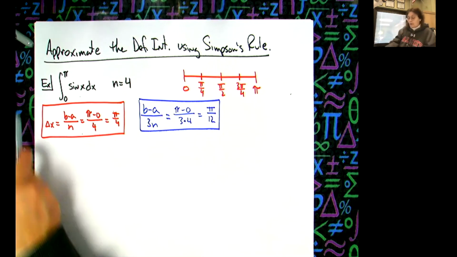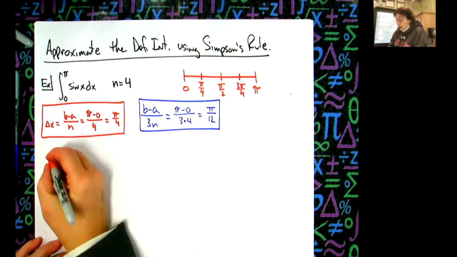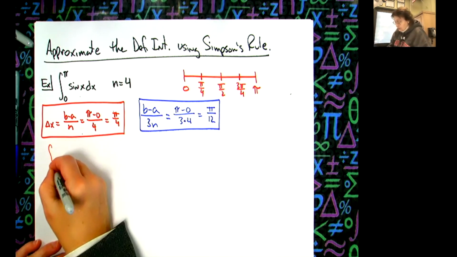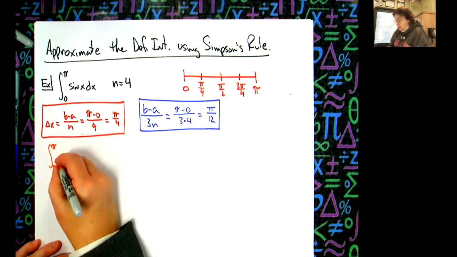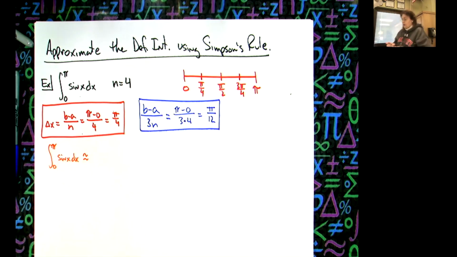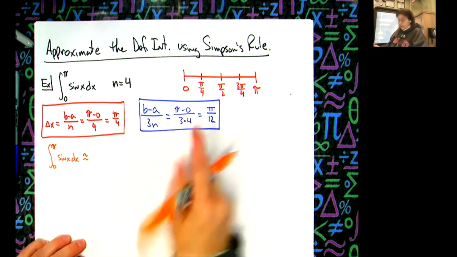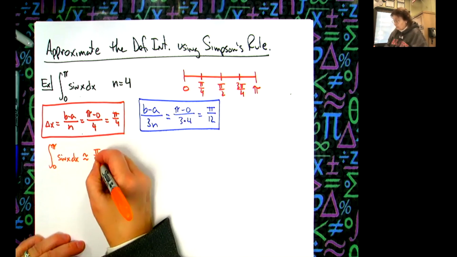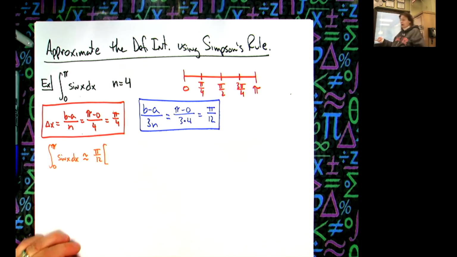We always want to start with our integral. So here's our integral from 0 to pi of sine x dx. We're going to approximate this. Our formula says to start with this number, which we calculated as pi over 12. Then we alternate with our coefficients: 1, and then 4, 2, 4, 2, all the way down to the end, and it's a 1 again.